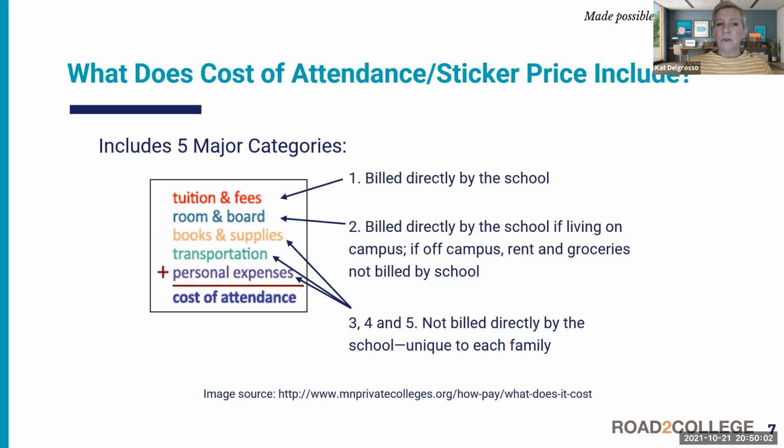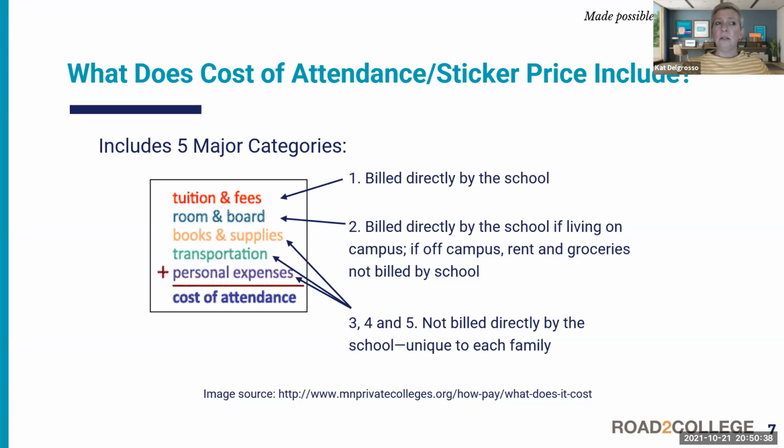Obviously, that's external, but nonetheless, the school still needs to take that into account because they want to give you the maximum you can get in terms of financial aid based on all of these things, not just the things that they bill. You know what I mean? So going down the line here, 3, 4, and 5 on my list are the other 3 categories. You've got books and supplies in one group, and you have transportation and personal expenses. None of these are billed by the school directly. They're all unique to you.